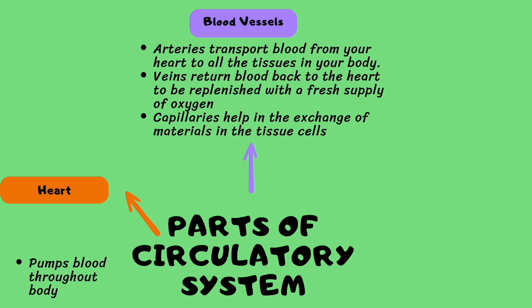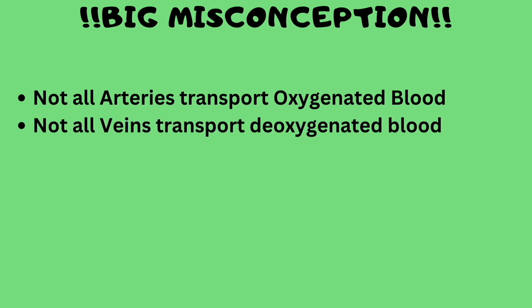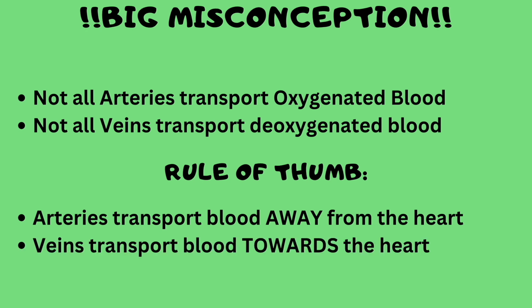Okay, at this point of time, let me clear a very big misconception. Not all arteries transport oxygenated blood, and not all veins transport deoxygenated blood. I'll be talking about the pulmonary circuit in a while's time, and you'll understand the reason for this misconception. That is why, as a common rule of thumb, remember that arteries transport blood away from the heart, and veins transport blood towards the heart.